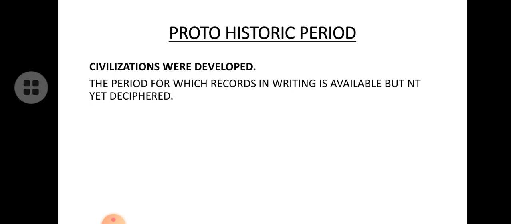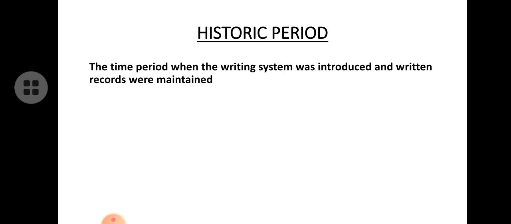Okay, so we studied about the protohistoric period, isn't it? During the protohistoric period, civilizations were well developed. It is the period for which records in writing are available but not yet deciphered. So writing is not yet discovered. That period is called the protohistoric period.